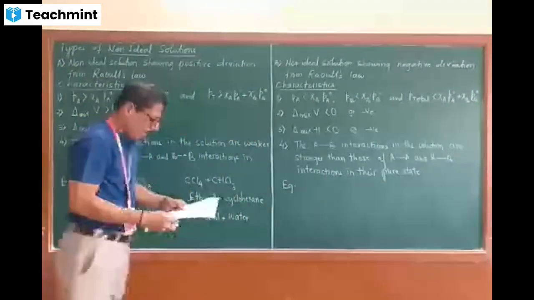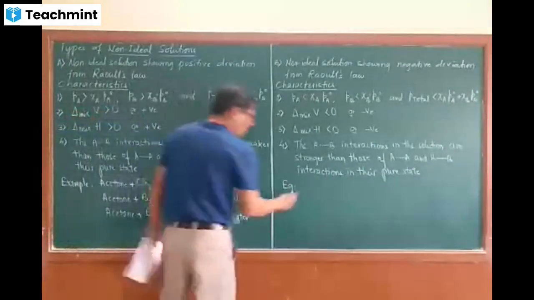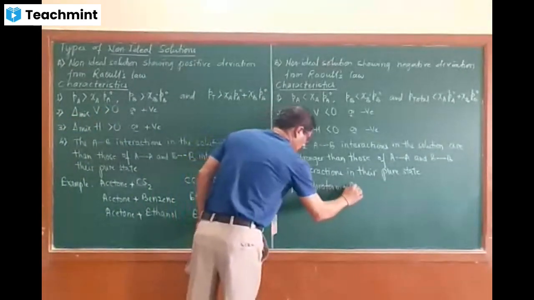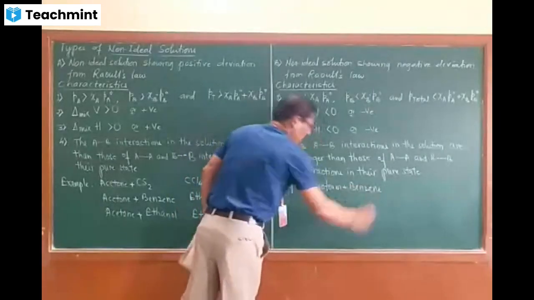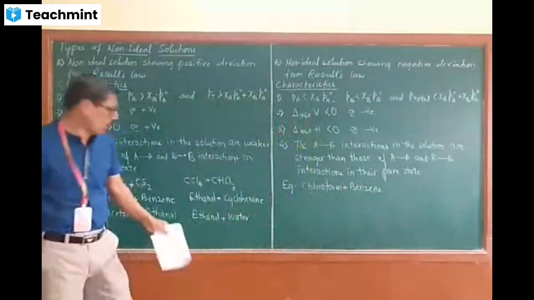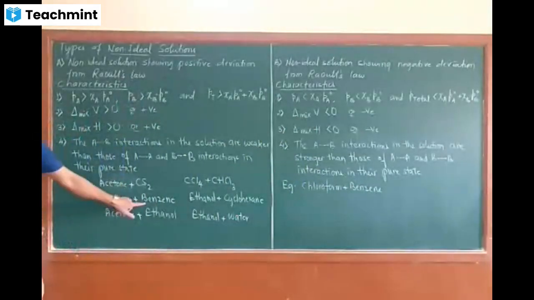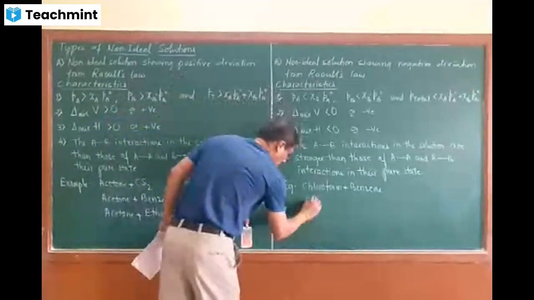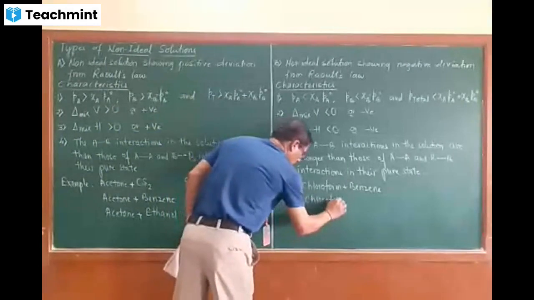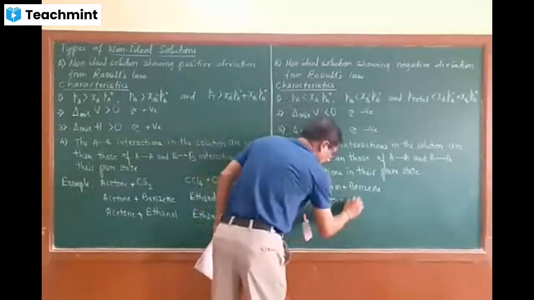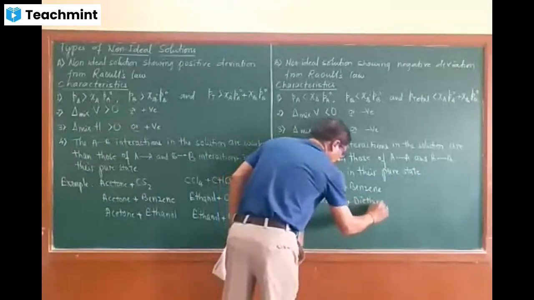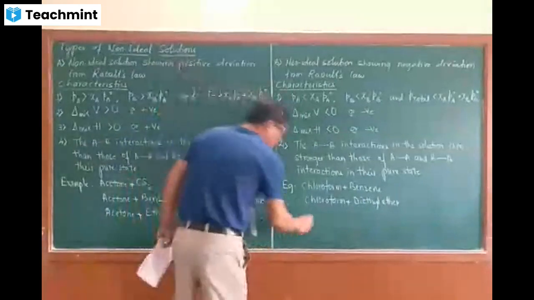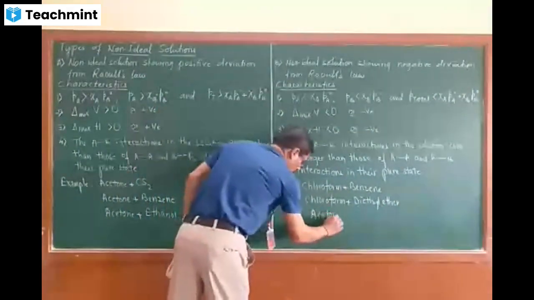Examples for negative deviation: first one is CB, chloroform plus benzene. Here C is chloroform and B is benzene. Then the second example you may take is chloroform plus diethyl ether. Then acetone and chloroform.